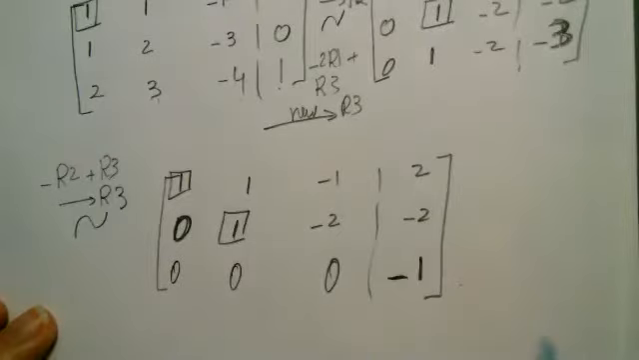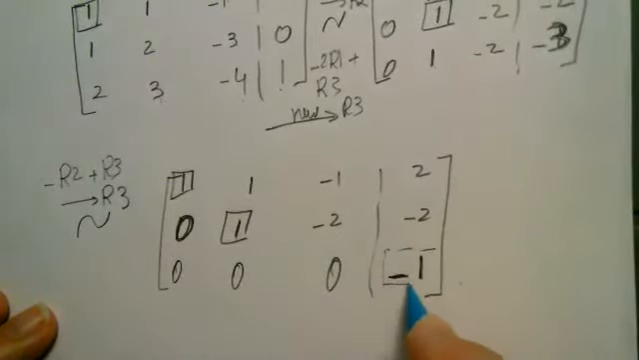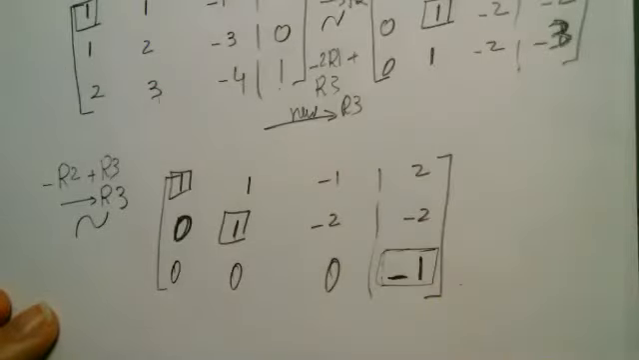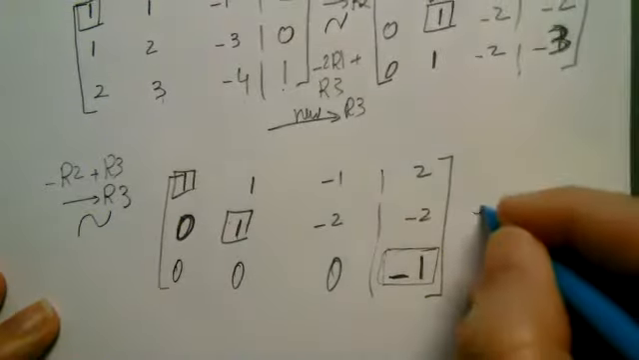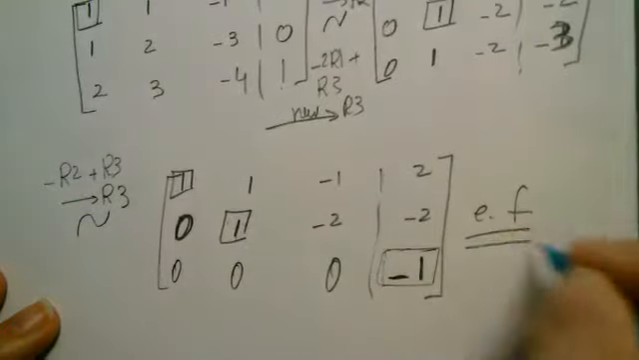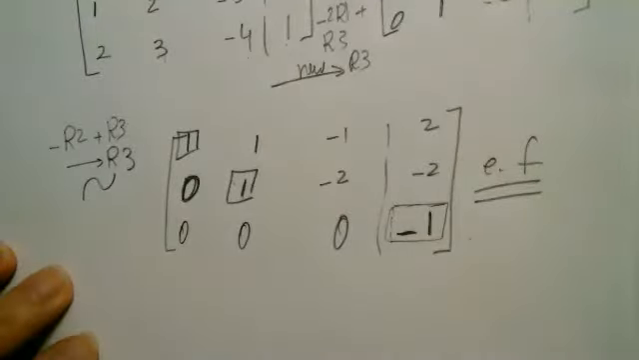Now, I stop when my matrix is in echelon form. Is my matrix in echelon form here? Yes or no? Every leading entry is to the right of the leading entry before it. Everything below a leading entry is 0. And so this is in echelon form. I stop and I write the system that corresponds to it. That will always be our logic.